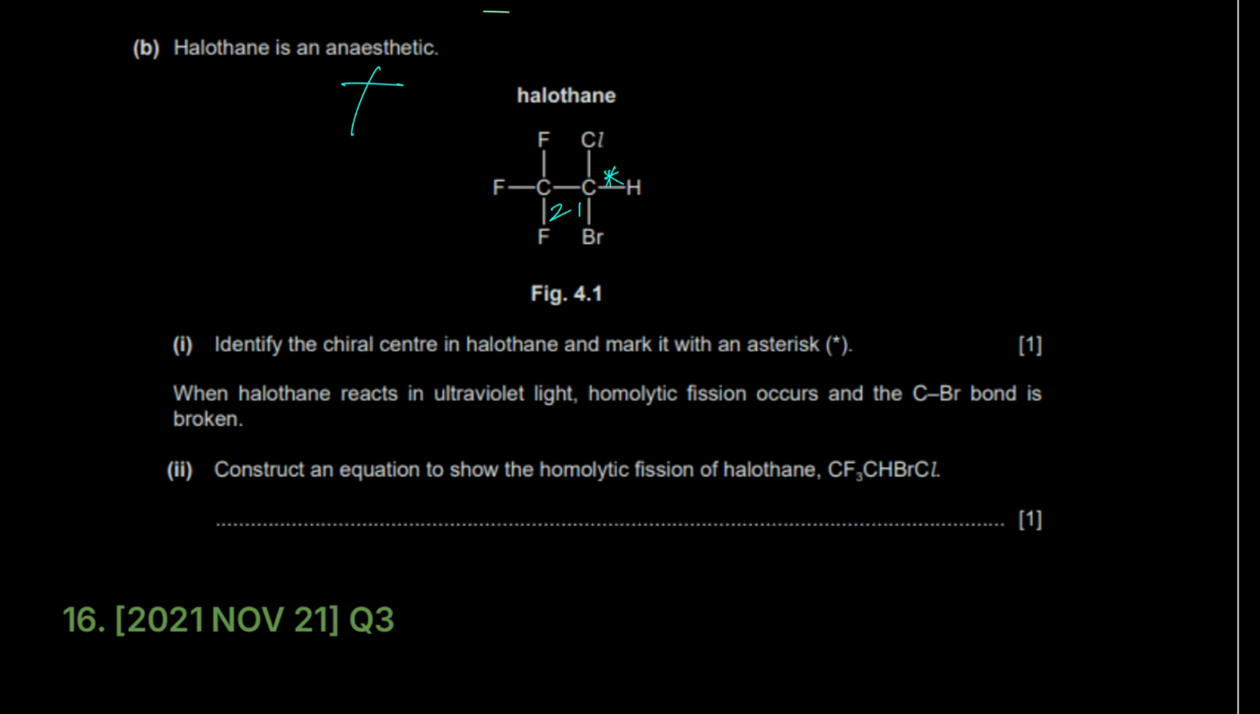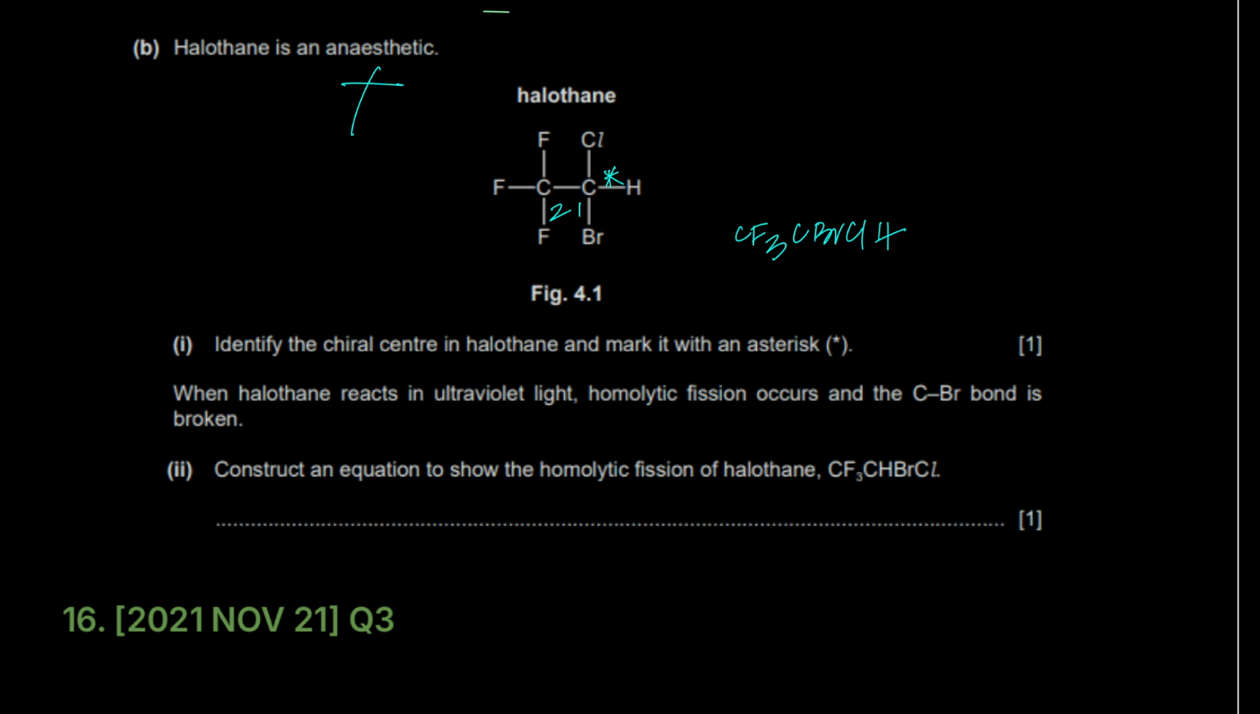Now, when halothane reacts with light. So what is halothane? It is CF3, C bonded to Br, bonded to Cl, bonded to H, right? This is what halothane is. And he's saying when it reacts with light, homolytic fission breaks the C-Br bond. Now, I have not studied any of this, but he's telling me it breaks the C-Br bond homolytically. Why does it break homolytically? I couldn't care less at this point.